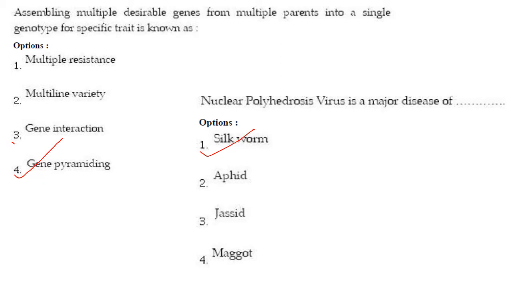Next one, nuclear polyhedrosis virus is a major disease of: option 1 silkworm, 2 aphids, 3 jassid, 4 maggot. Answer is option 1 silkworm.